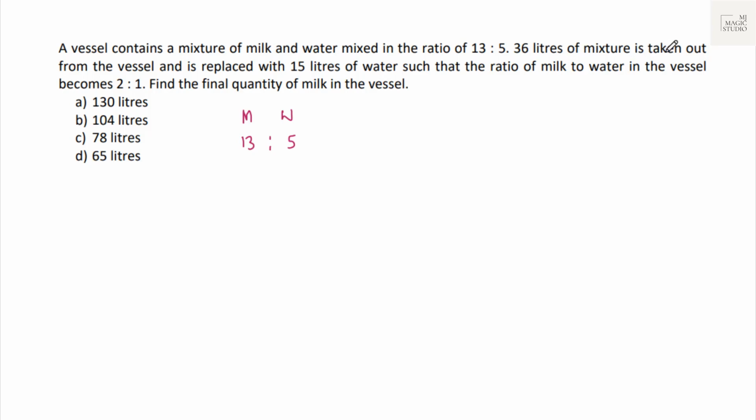36 liters of the mixture is taken out from the vessel and is replaced with 15 liters of water, such that the ratio of milk and water in the vessel becomes 2:1. Find the final quantity of milk in the vessel.